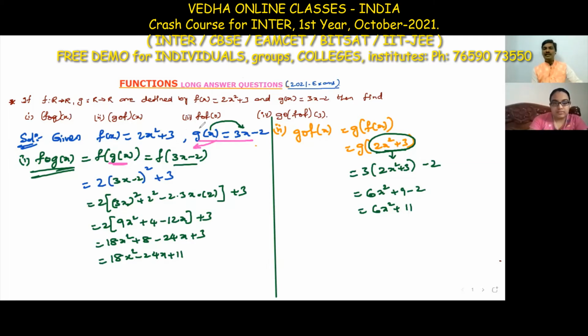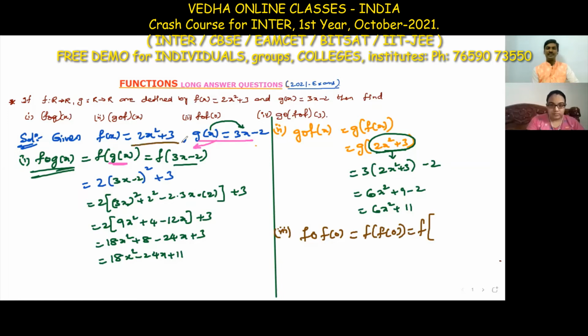Now he is asking f circle f of 0. After this he is asking f circle f of 0. Okay, how to find f circle f of 0? This is f of f of 0. That means f of 0.